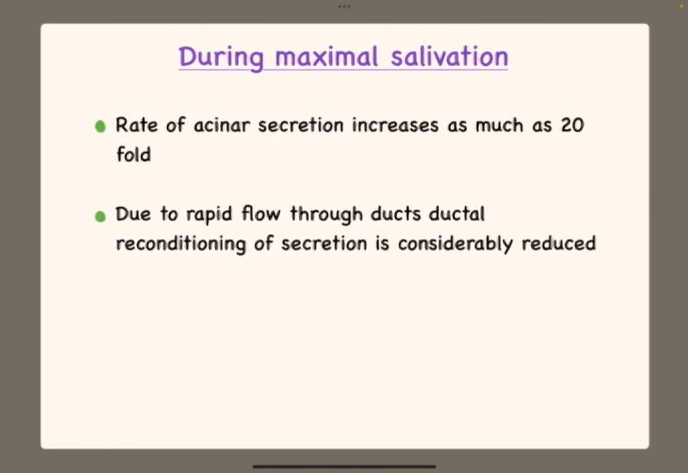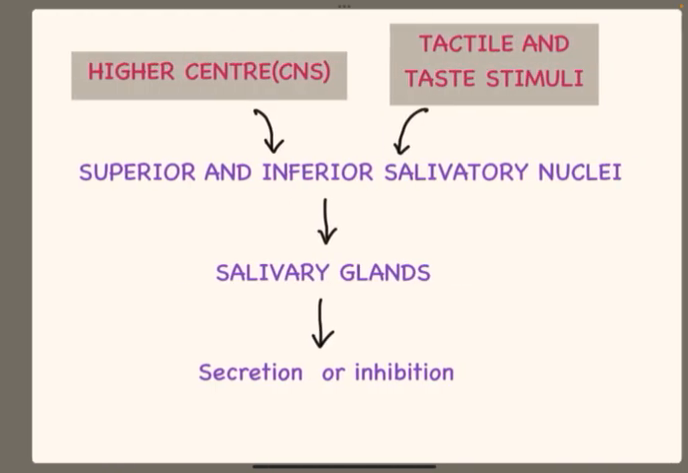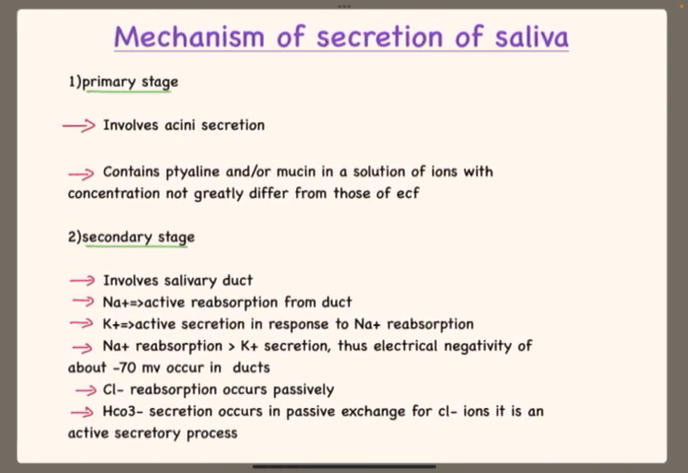Now about a special case: during maximal salivation, the rate of acinar secretion increases as much as 20-fold over normal salivary secretion. Due to rapid flow through the ducts, ductal modification of secretion is considerably reduced. This is about the mechanism of secretion of saliva.